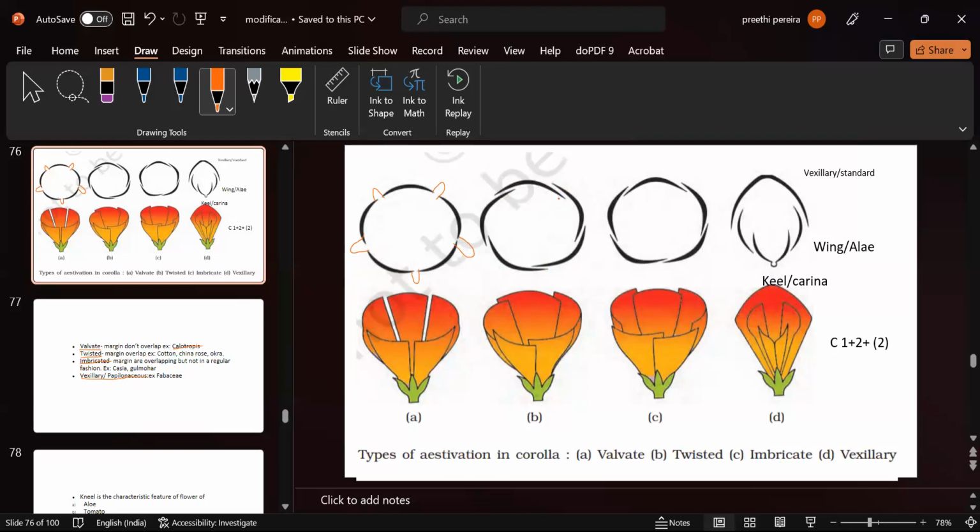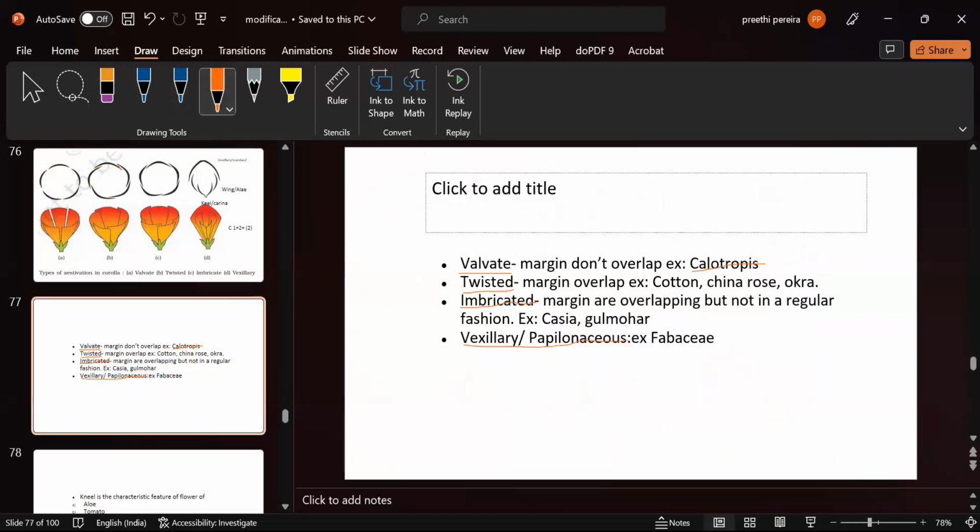Sometimes they might be fused. If they are fused, this margin is fused with this. They can be fused or free, but they are overlapping each other. See, this is twisted estivation. One is in, one is out. They can be free or they can be fused. For twisted estivation, let's see the examples. Examples are cotton, china rose, okra. Okra is lady's finger.